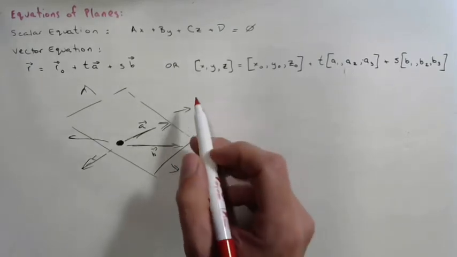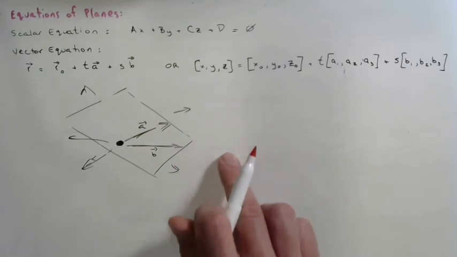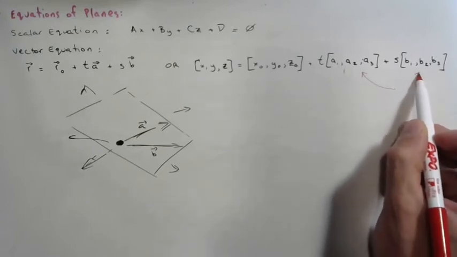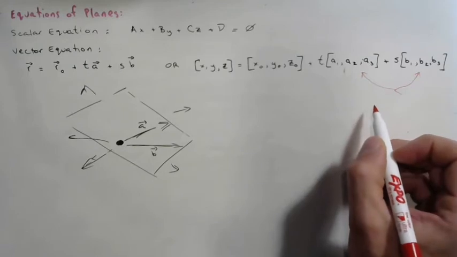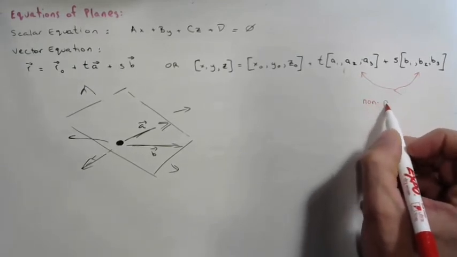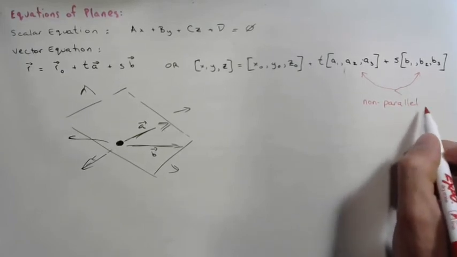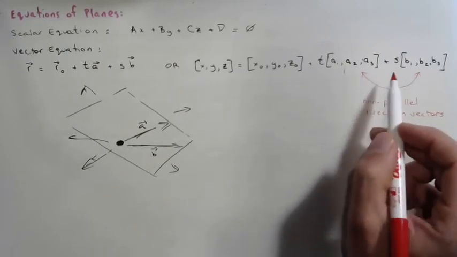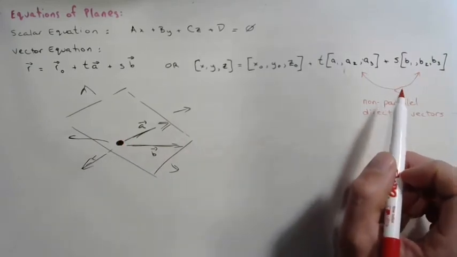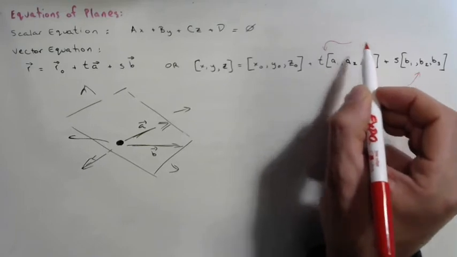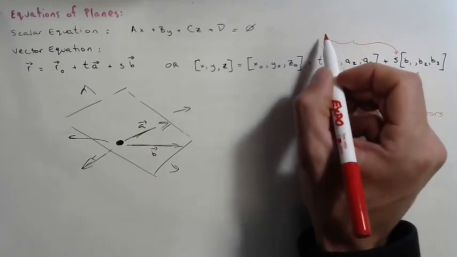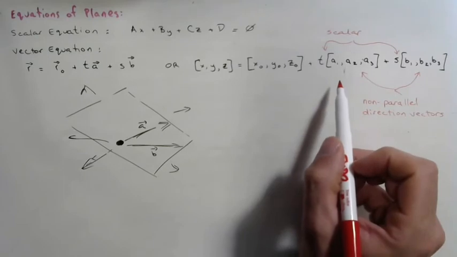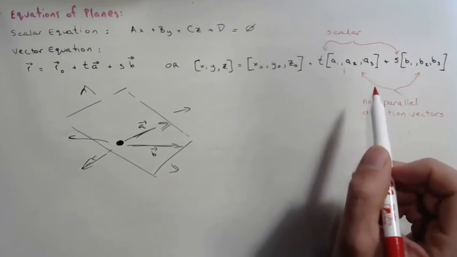So if we want a kind of basic list of notes for what each of these pieces are, you can do this as bullets. I'm just going to do it like this. I've got A and B. These are non-parallel direction vectors. And these guys have to be parallel to the plane, okay? They have to be parallel to the plane or on the plane. Then you have T and S. These are just scalars. It's just changing the magnitude of these direction vectors is really what it is.